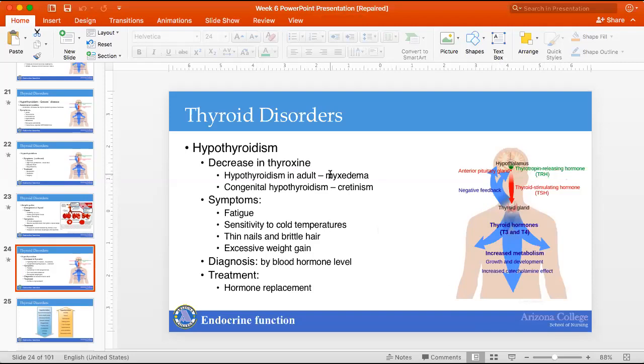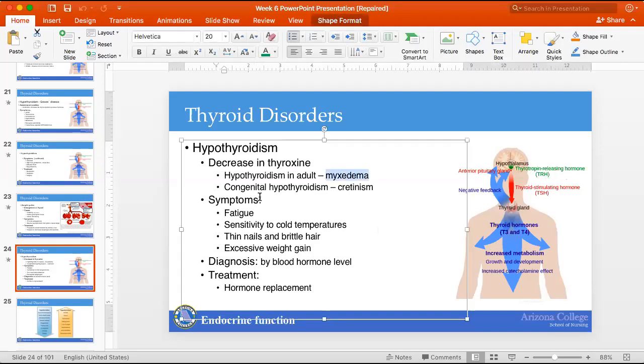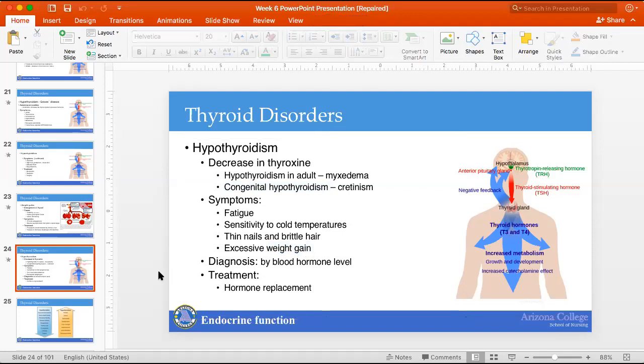Hypothyroidism in adults is referred to as myxedema, and congenital hypothyroidism is cretinism. So in adulthood, myxedema, and then congenital or childhood, cretinism. Symptoms include fatigue, sensitivity to cold temperatures, thin nails and brittle hair, and excessive weight gain, which is one of the distinct features of it, compared to hyperthyroidism. Diagnosis by blood hormone level, and then treatment would be hormone replacement.